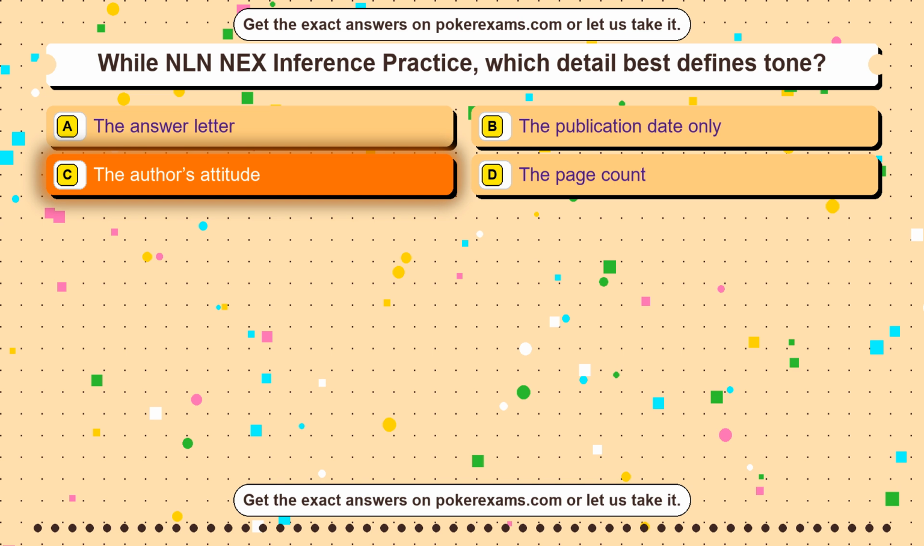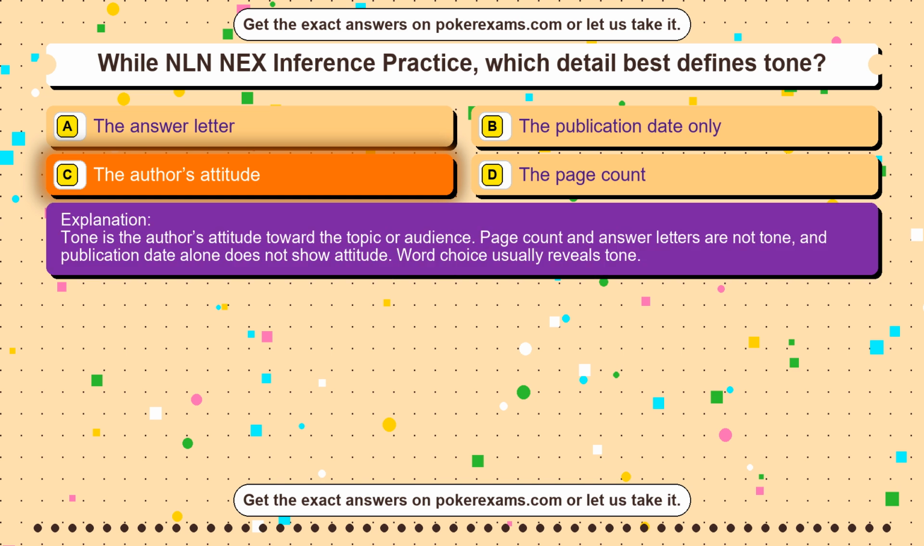The author's attitude. Tone is the author's attitude toward the topic or audience. Page count and answer letters are not tone, and publication date alone does not show attitude. Word choice usually reveals tone.